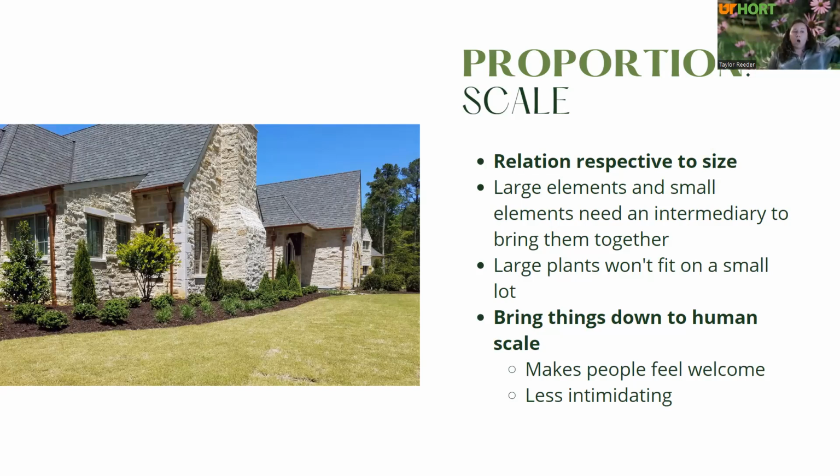And also we don't want overly large plants in a very small landscape. You've seen where trees have gotten more mature than people thought they would get, and there's an 80-foot tall tree in a tiny lot, and it just dwarfs the landscape. It even dwarfs the house. With proportion, we're trying to bring things back down to a human scale. It makes people feel more welcome when we have a proportional landscape. It doesn't feel daunting or intimidating. Everything fits in the landscape. Everything has a purpose.